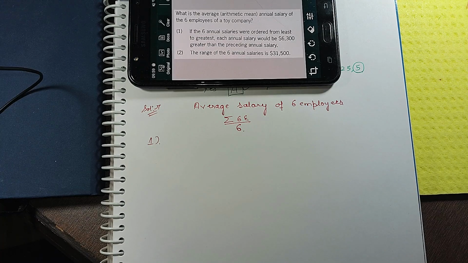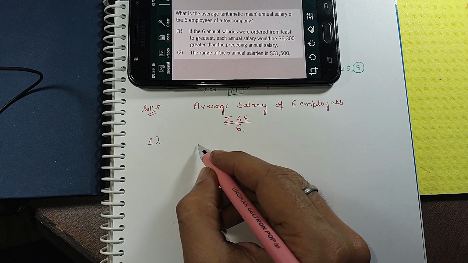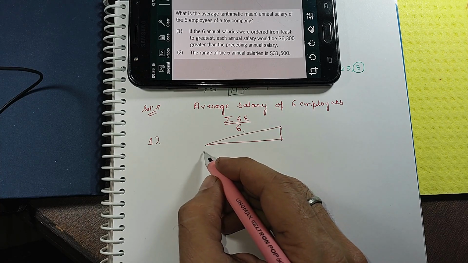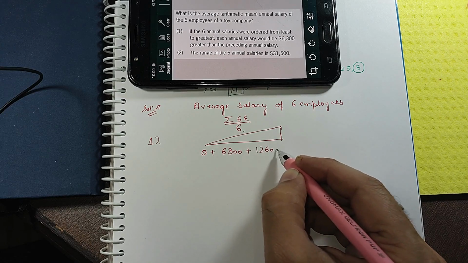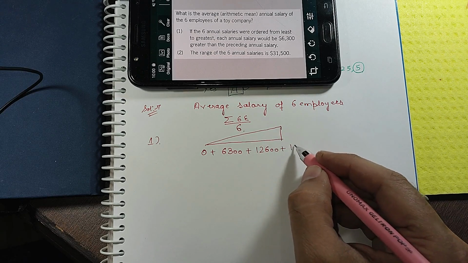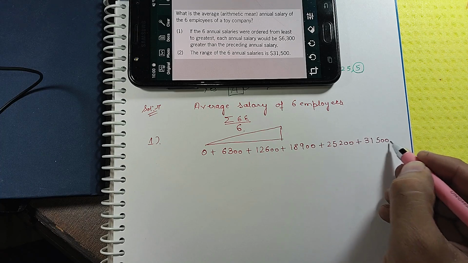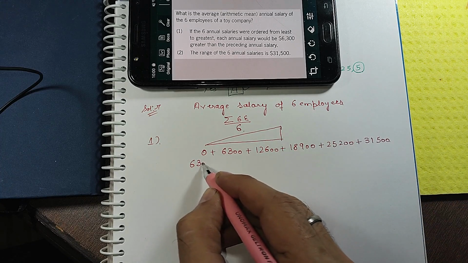Statement 1 tells us if the 6 annual salaries were ordered from least to greatest, each annual salary would be $6,300 greater than the preceding annual salary. So we have been just given that if they are arranged in ascending order, then the lowest salary, let us suppose, starts from 0. The next will be 6,300, next will be 12,600, next will be 18,900, next will be 25,200, last will be 31,500.